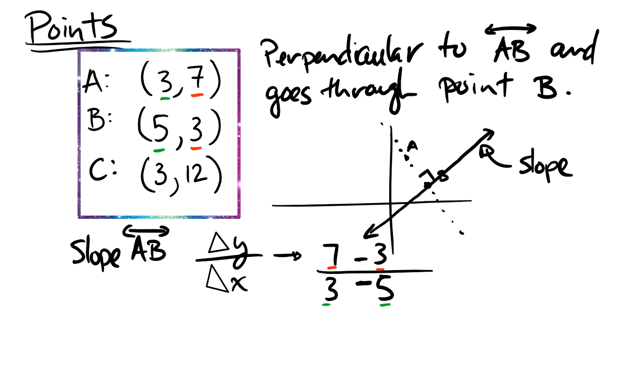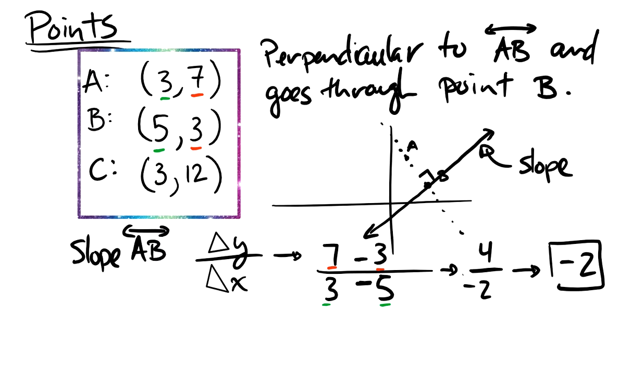Okay, 7 minus 3 is 4. That's my numerator. And my denominator, 3 minus 5, would be negative 2. So that means the slope that I have here for line AB is simply negative 2. That's the slope of this line, that's the dotted line up here. That's the slope of the line through AB.